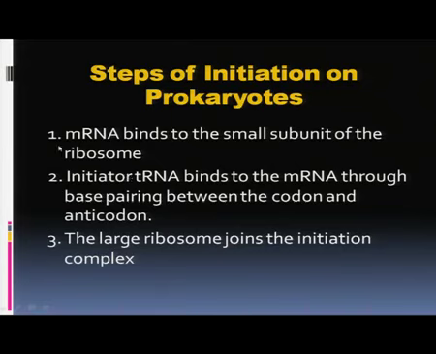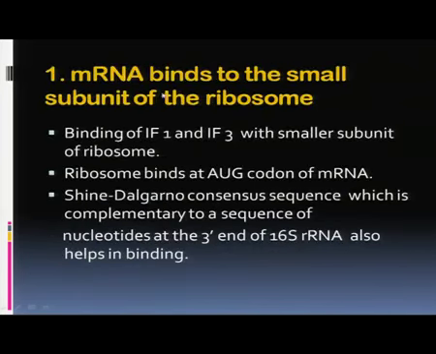So, these steps are: messenger RNA binds to the smaller subunit of the ribosome, initiator transfer RNA binds to the messenger RNA through base pairing between the codon and anticodon, and the larger subunit joins the initiation complex to form the 70S initiation complex to initiate protein synthesis. Now, let us talk about how messenger RNA will bind with the smaller subunit of the ribosome.